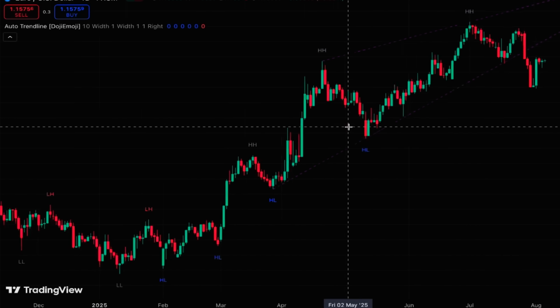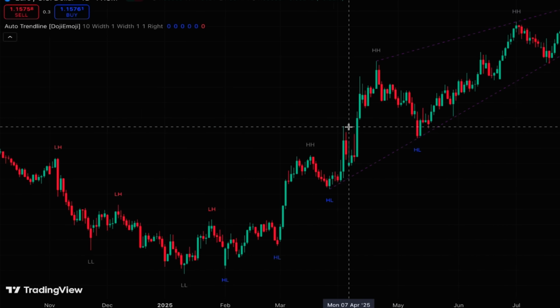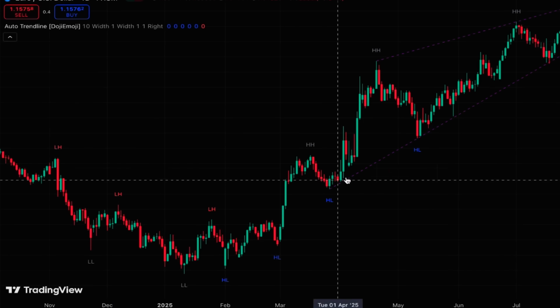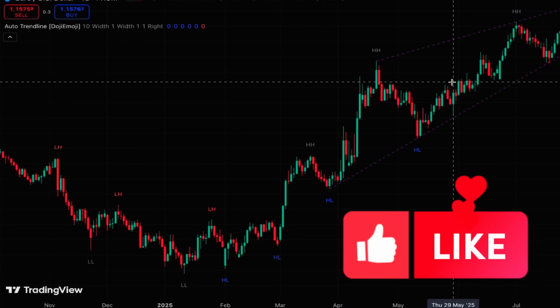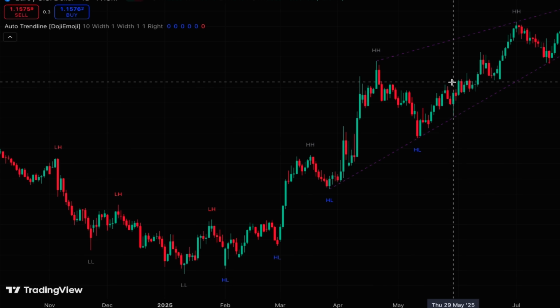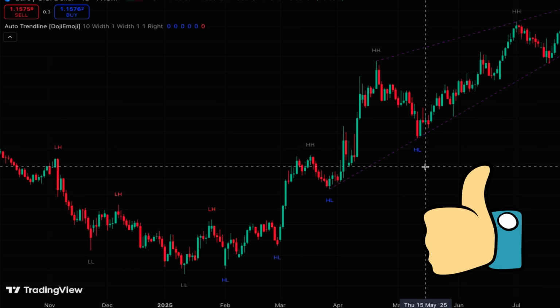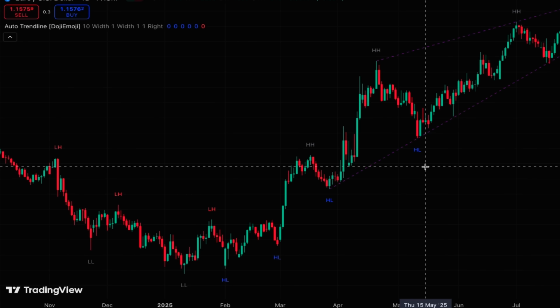Alright, as you can see, this indicator, by showing lower highs and lower lows or higher highs and higher lows, effectively helps you identify trends. Earlier, I completely explained how you can identify trends on a naked chart, and this indicator, by providing exactly the same information, can help you to more easily identify trends on the chart.